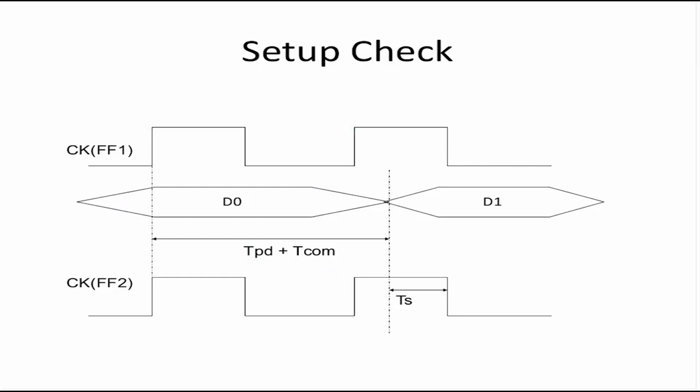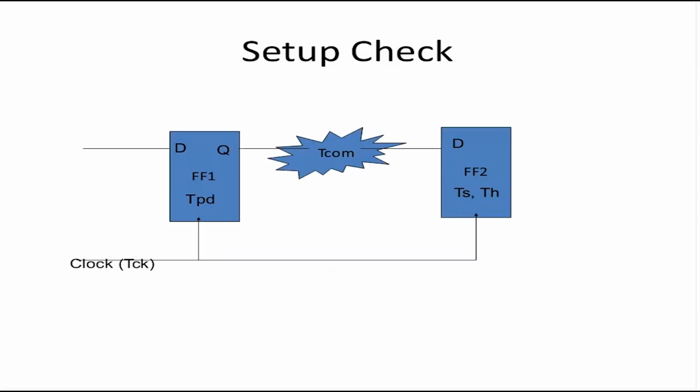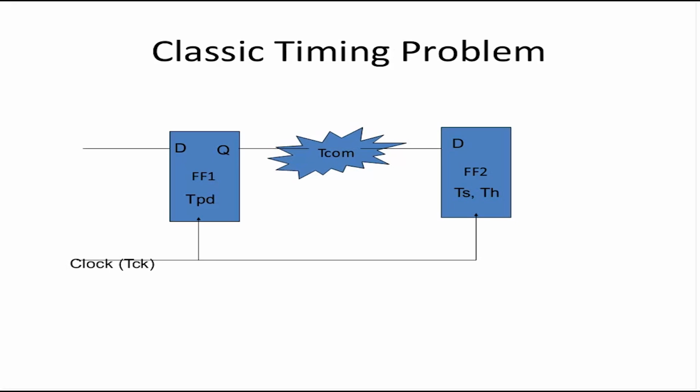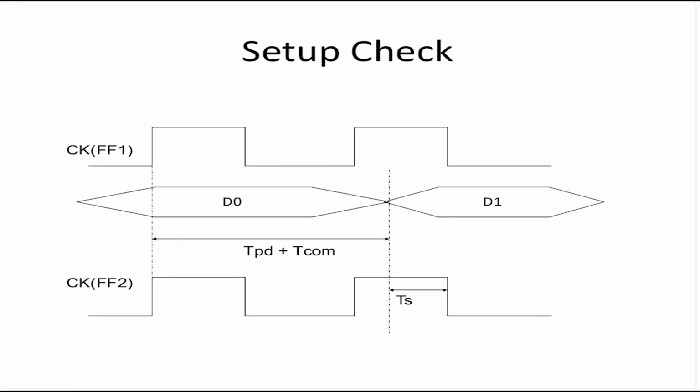Now setup check. TPD plus TCOM, we'll go back and forth. So the data will be launched by flip flop 1 at the active edge of clock. It will take TPD delay to traverse the flip flop, plus it will take TCOM delay to reach the D. So TPD plus TCOM. D0 is the old data, D1 is the new data. Flip flop 1 is launching D0. So flip flop 2 gets D0 after TPD plus TCOM.